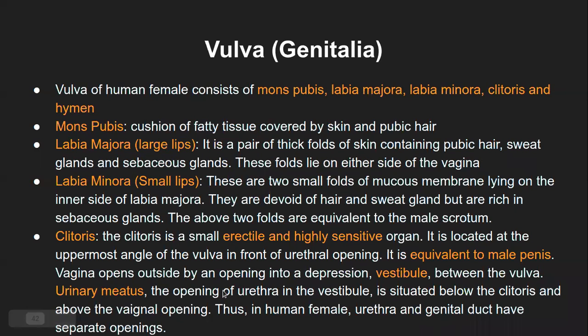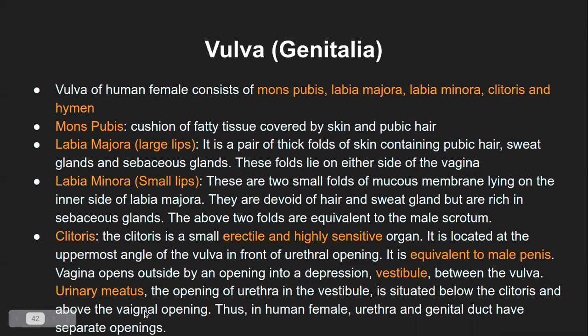The urinary meatus, that is the urethral opening, is in the vestibule. Again, vestibule is the opening for any tubular structure from inside to outside of the body. So urinary meatus is also something similar, which is present in the whole vulva structure. It is situated below the clitoris and above the vaginal opening.